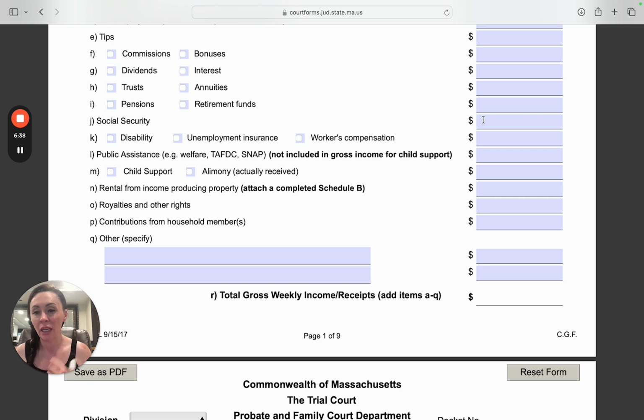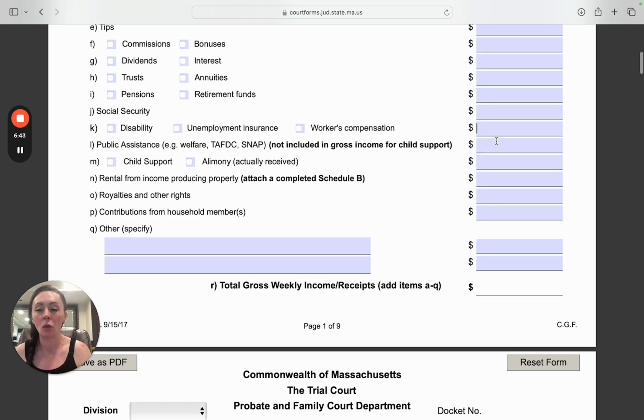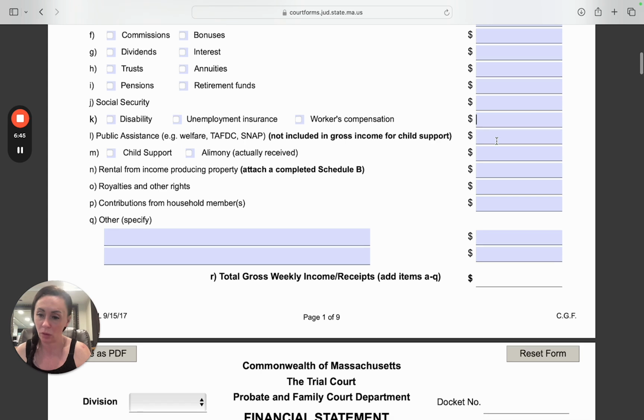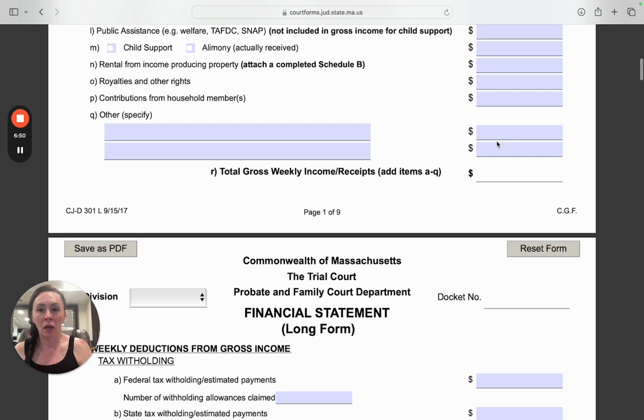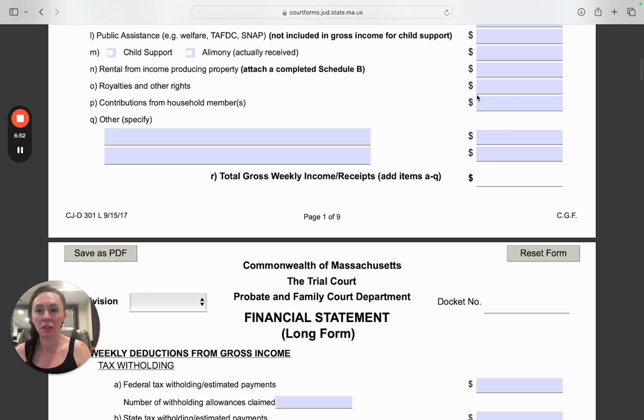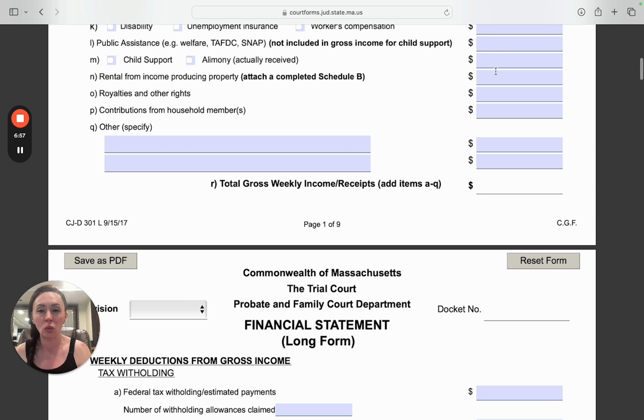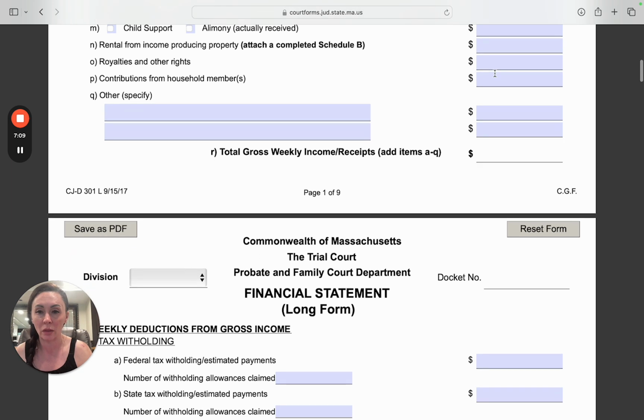Social Security. Social Security benefits are pretty much always paid monthly, so divide that figure out by 4.3 if this applies to you to get that number. Public assistance, welfare. I'm not sure actually why that is on the long form, because if you're making more than $75,000 a year, you really shouldn't be receiving public assistance. But it is there. Again, the number has to be weekly. Child support and alimony, weekly.